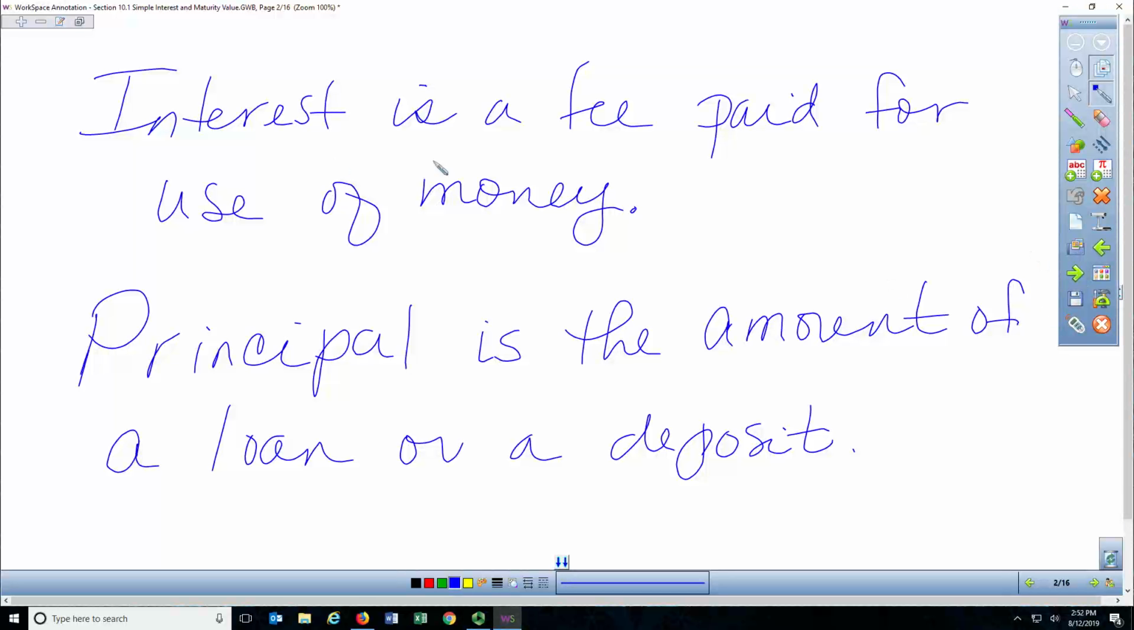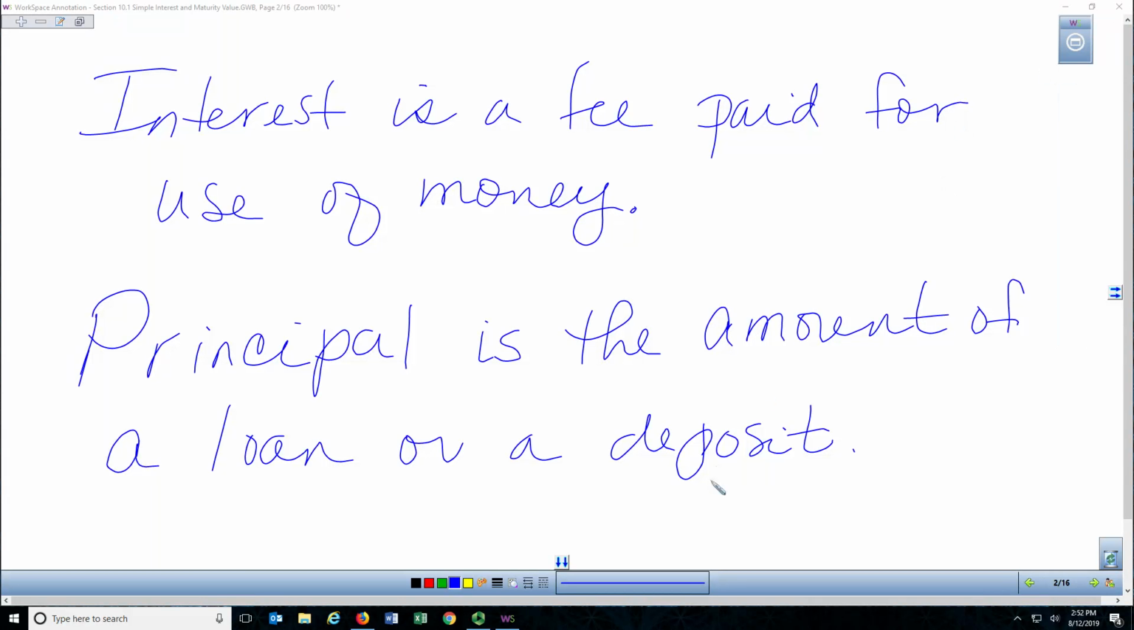So interest is a fee paid for use of money. If you take out a loan, you are paying a fee for borrowing the bank's money, and if you deposit money, the bank pays you a fee in interest because the money that you put in the bank is used for various things. And principal is the amount of the loan or a deposit.